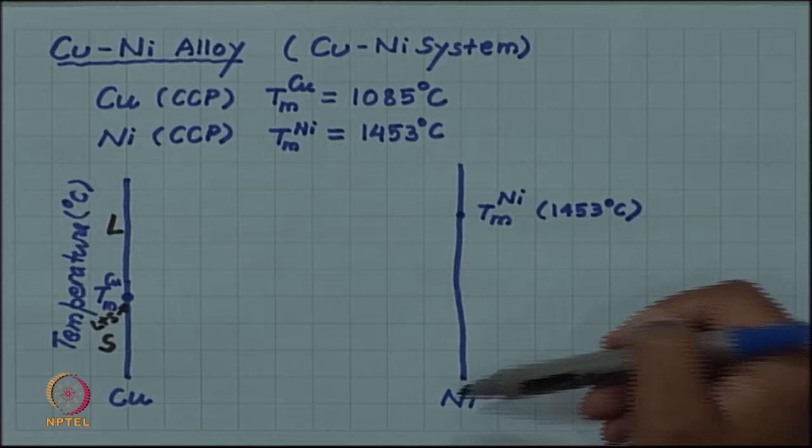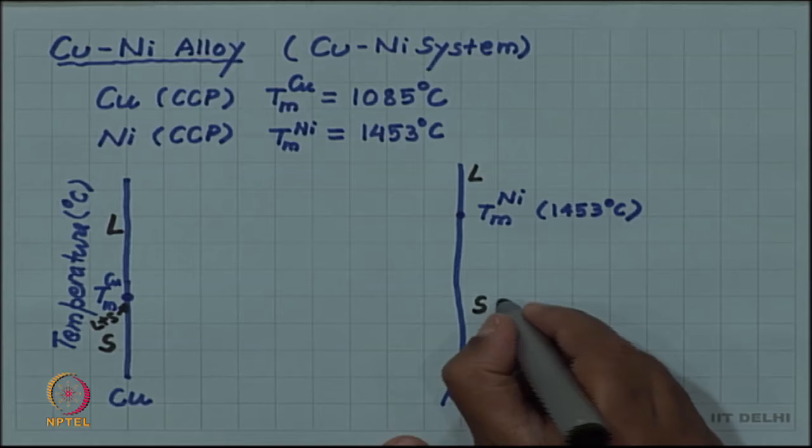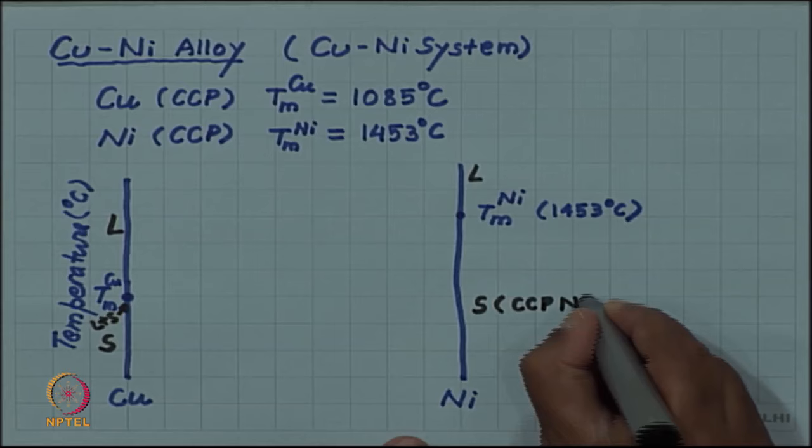So, on this temperature axis, again there is a melting point. Above the melting point, you have liquid phase. This will of course be liquid nickel now, and below you have a solid phase, which will be solid nickel. So, it will be cubic close packed nickel. So, this solid is CCP nickel, whereas this solid was CCP copper.